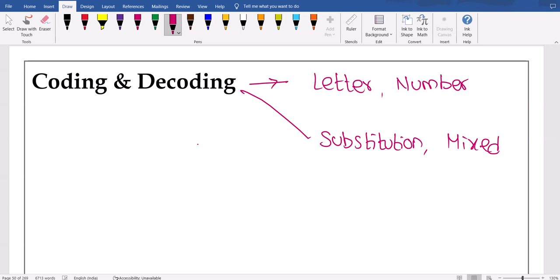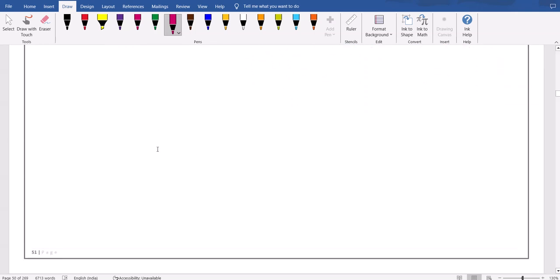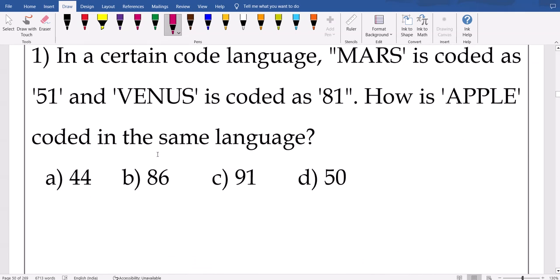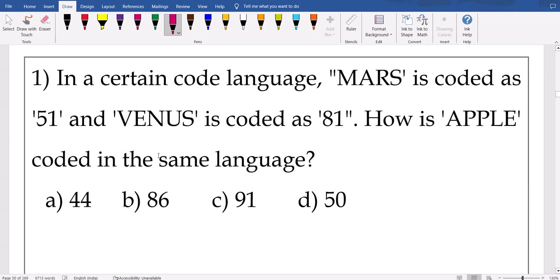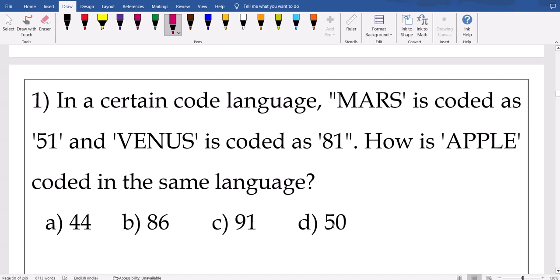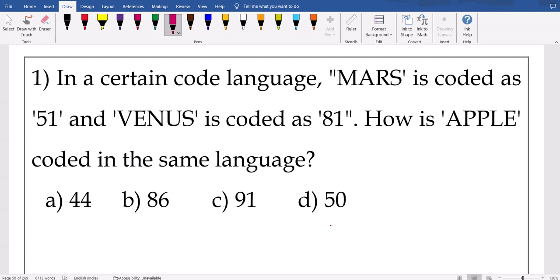So I need to focus on all four different types of models: letter coding, number coding, substitution coding, and mixed coding. Now which model is this? This is number coding. Letters are converted into numbers. So simply, Mars is 51. When it is number coding, first always try forward coding. Forward coding means directly adding: 13 plus 1 is 14, 14 plus 18 is 32, 32 plus 19 is 51.